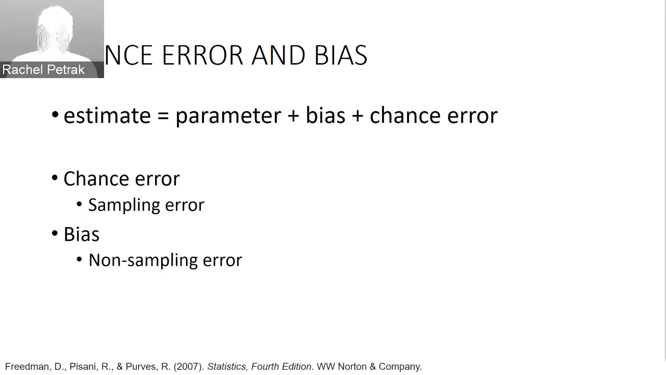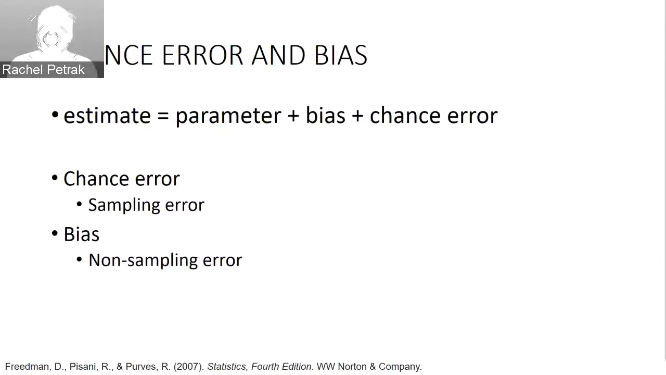So our estimate based on a sample is always going to be equal to the parameter plus whatever bias is in the sampling process and chance error, which is always present. So we know we can minimize bias, but chance error is always there. Chance error is also called sampling error. And as we've discussed, any random process has random error or chance error. We call it sampling error.